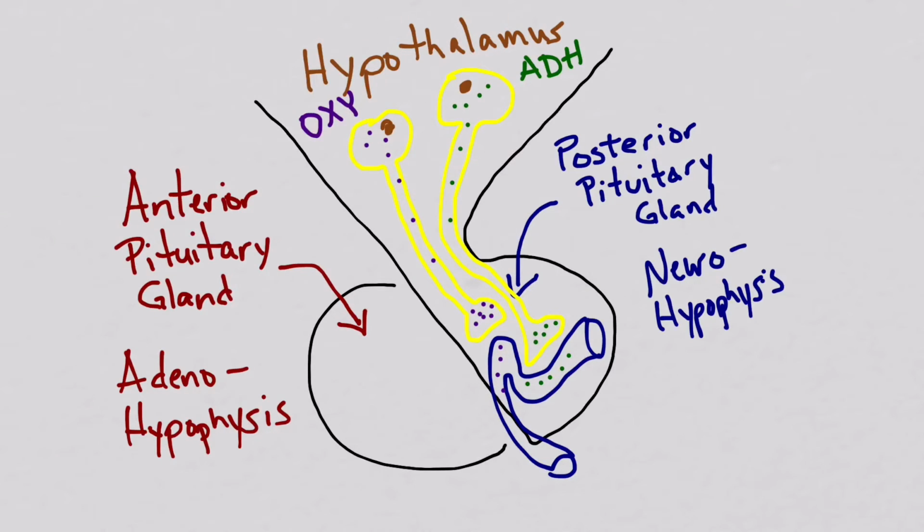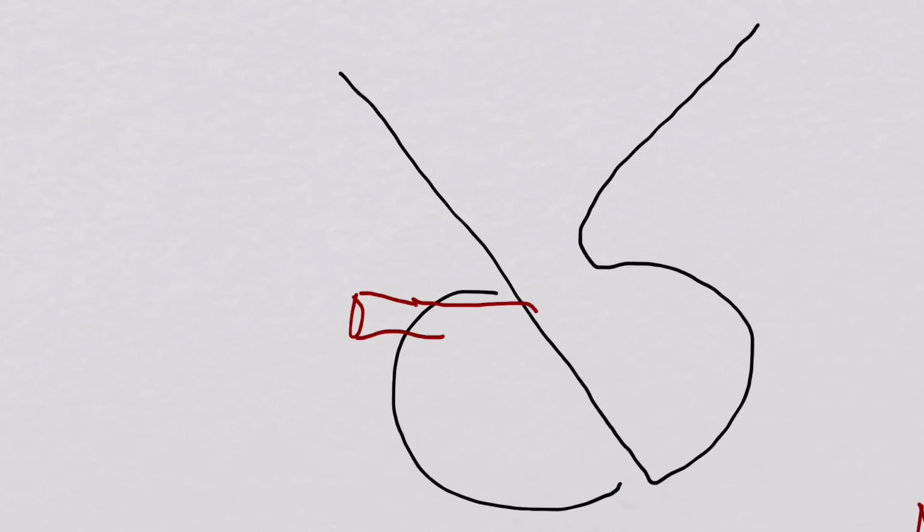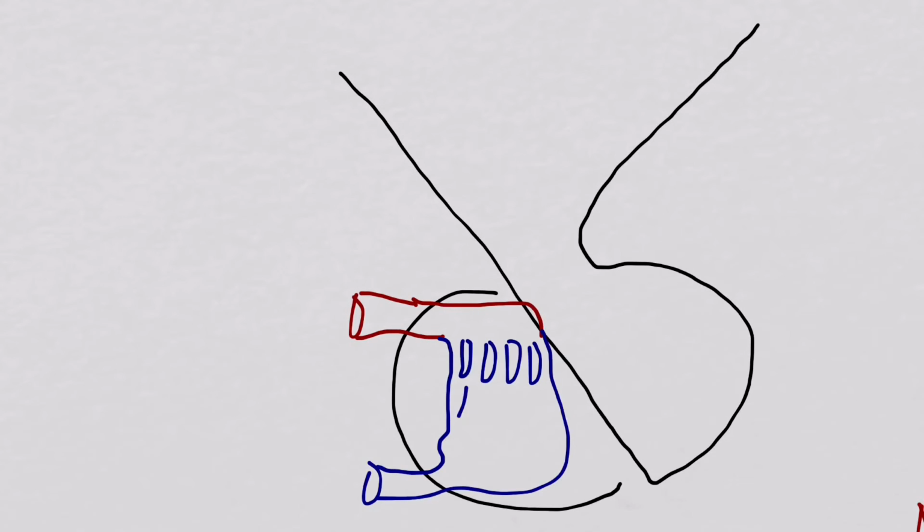The hypothalamus communicates with the anterior pituitary gland differently. It uses the hypophyseal portal system. This portal system shunts blood from the hypothalamus directly to the anterior pituitary gland. The hypothalamus will use neurosecretory cells to communicate with the anterior pituitary gland.